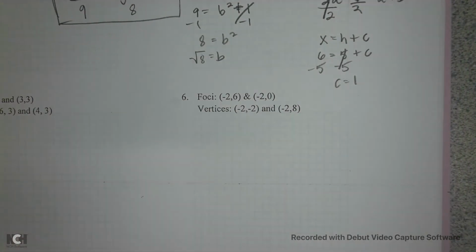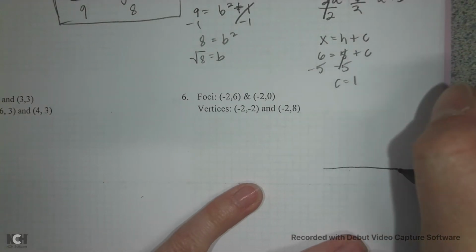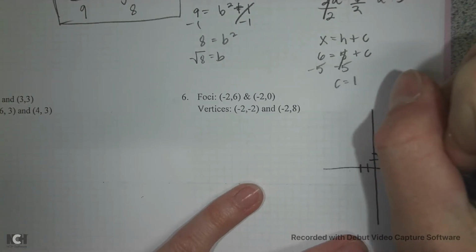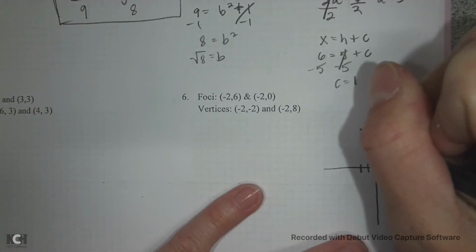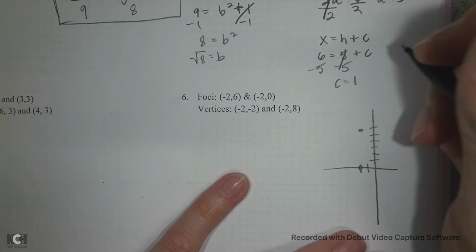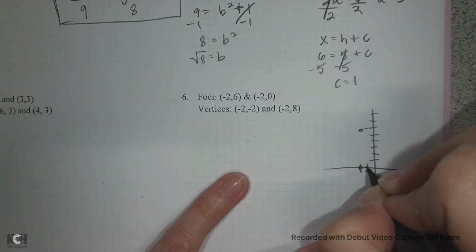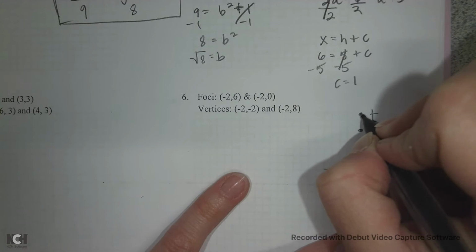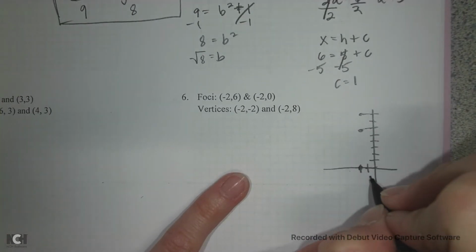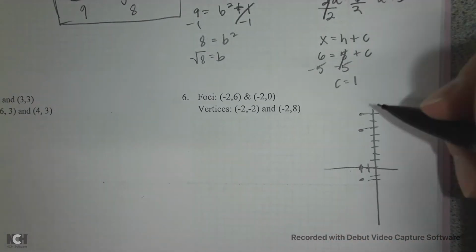Okay, for this one, again, a picture. I'm going to do better this time. This guy is vertical. (-2, 1, 2, 3, 4, 5, 6). (-2, 0). Those are my foci. 7, 8. 8 is here. And then down to here.